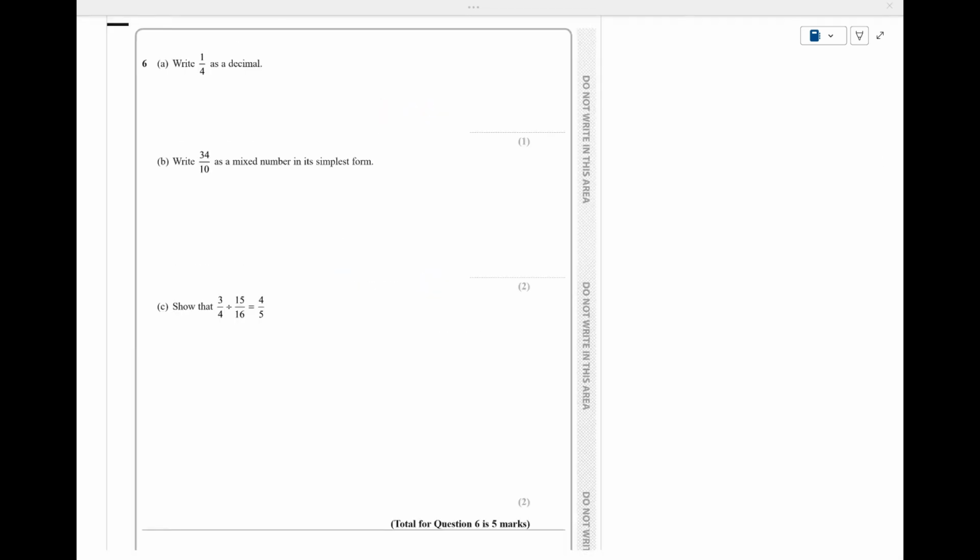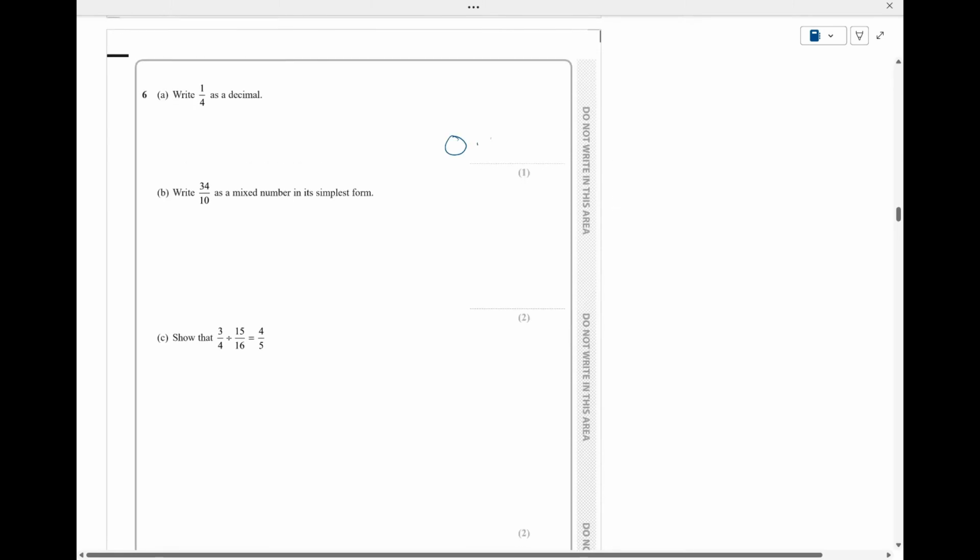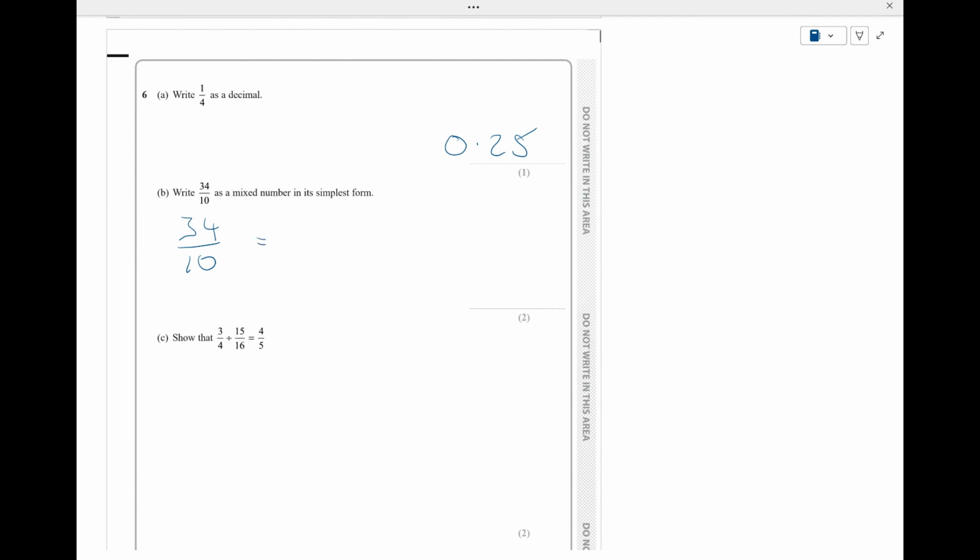Question 6. Write a quarter as a decimal. Now, I hope you know that it's 0.25, but of course you could work it out on your calculator. Write 34 tenths as a mixed number in its simplest form. Well, again, you can do this on your calculator. Or you can say it's 3 4 tenths, which is 3 2 fifths.